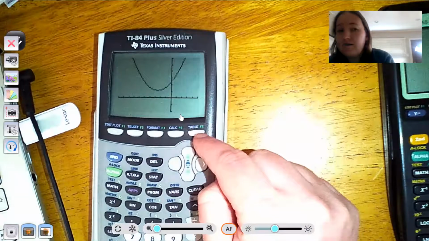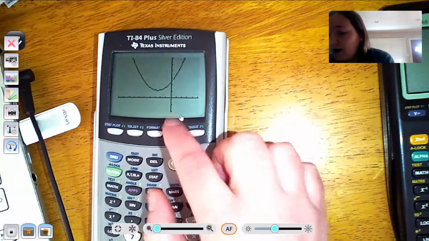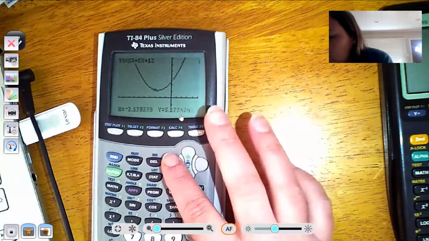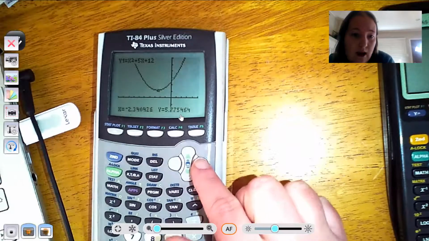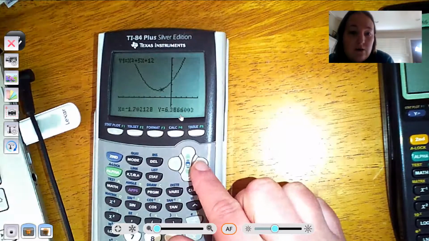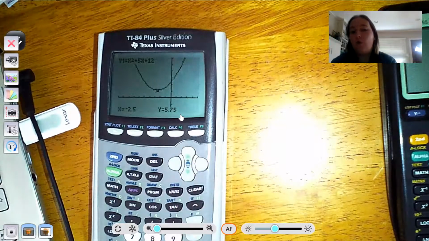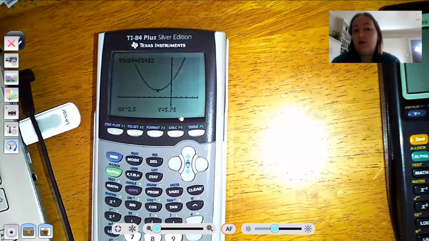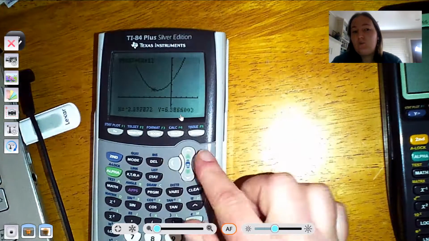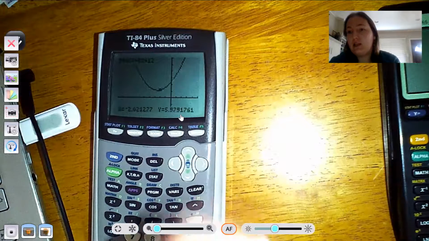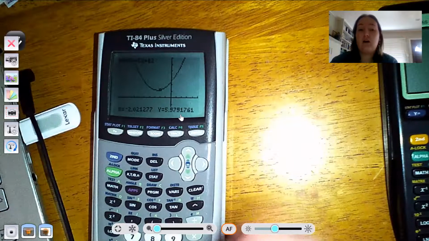If I am trying to find, let's say, the vertex of this, I could trace and try to get close. You can see it's tracing along the curve. Get close to that minimum. But you can see it kind of jumps to different pixels. So depending on how closely zoomed in you are, you can become more or less accurate to the exact lowest point. But this is really to do it as an approximation, because again, it just kind of jumps along and it may not actually find the exact location.